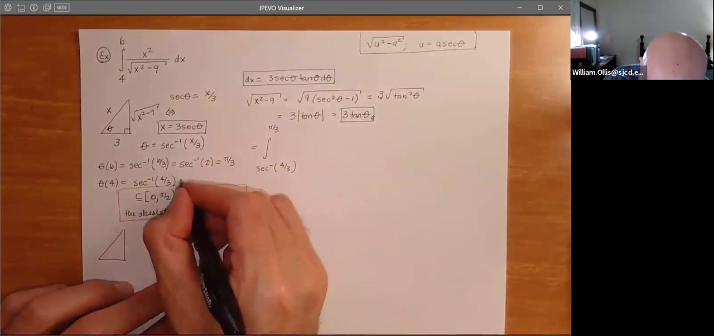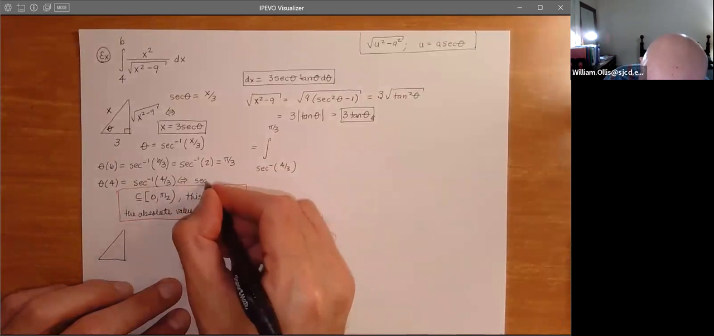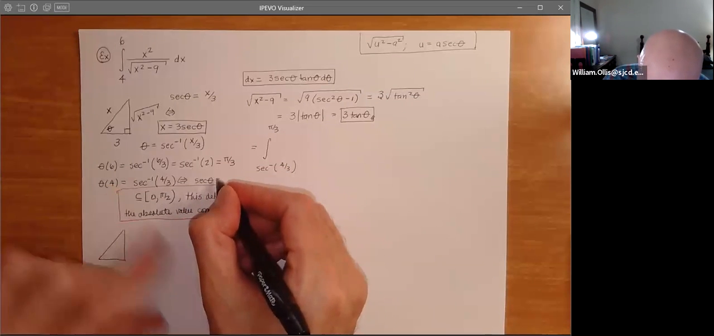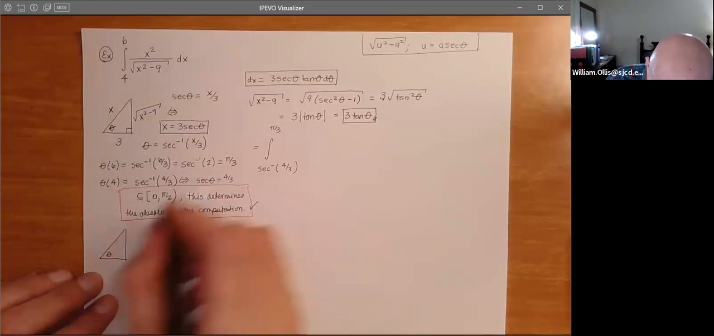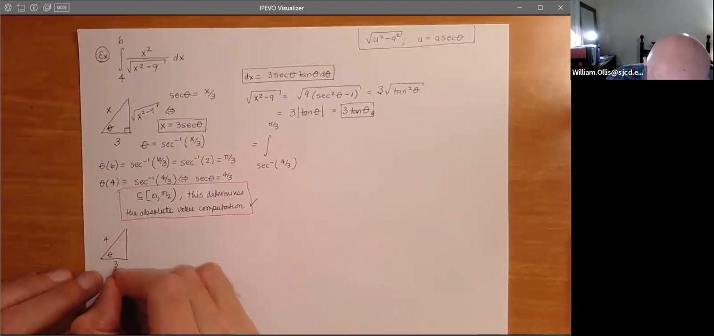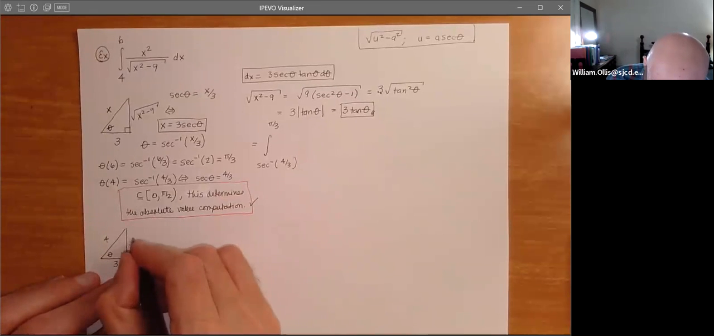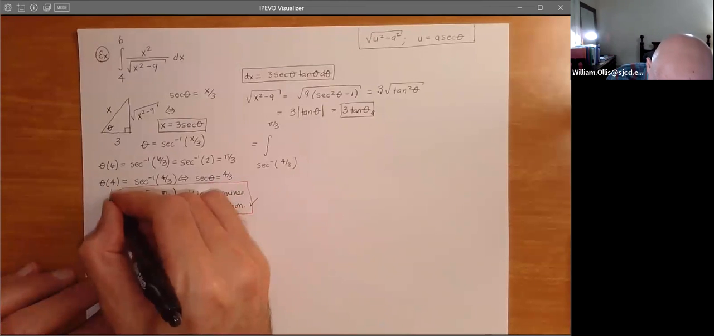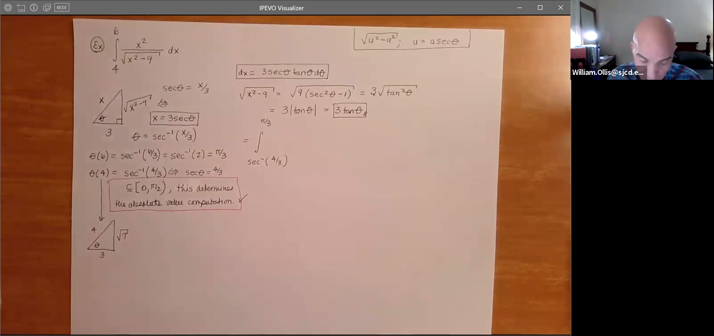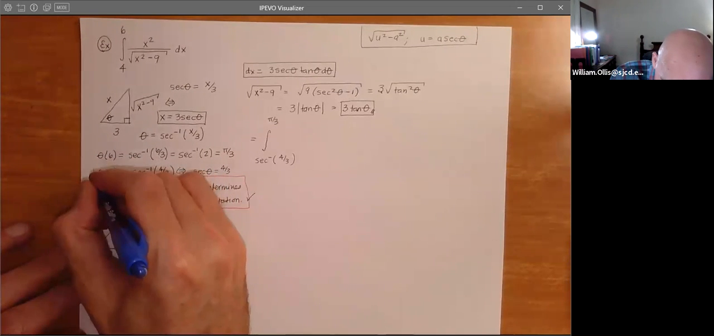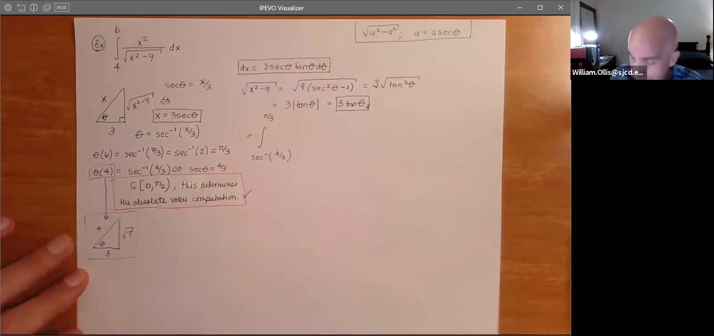So in this case, let's just do a little sidebar here. Secant theta, for the 4 case, is 4 over 3. So if we have the theta here, we have the hypotenuse and adjacent, and so that'll be 16 minus 9, which is 7. So that gives us a square root 7. So this triangle here can be useful to us. So this basically just takes this computation and converts it to a right triangle.